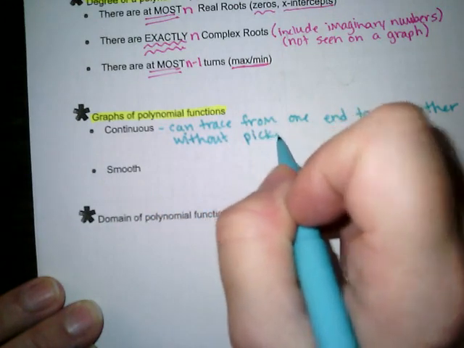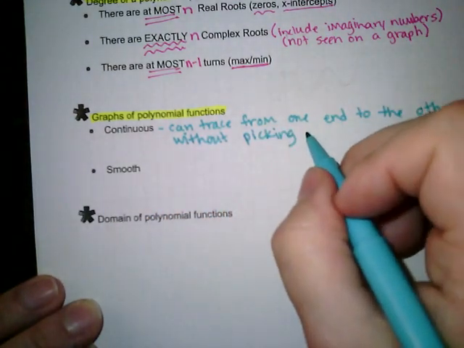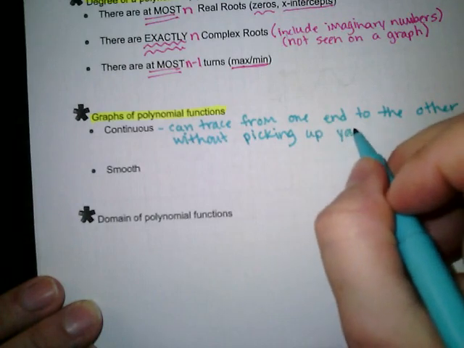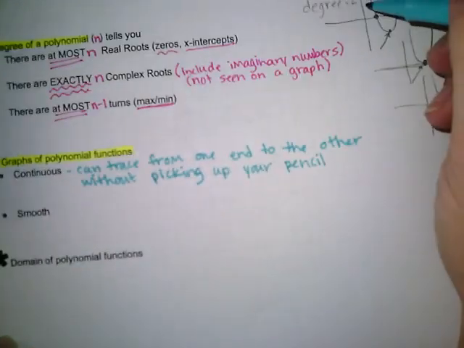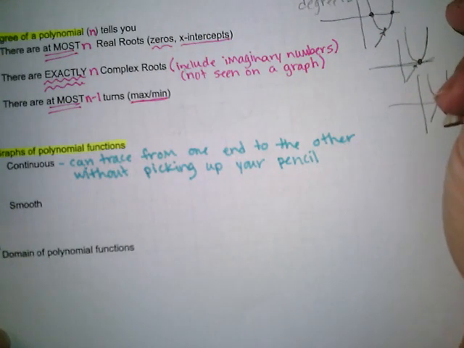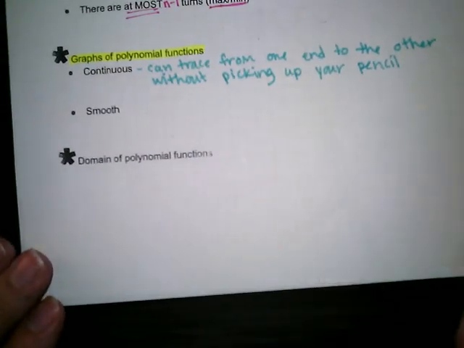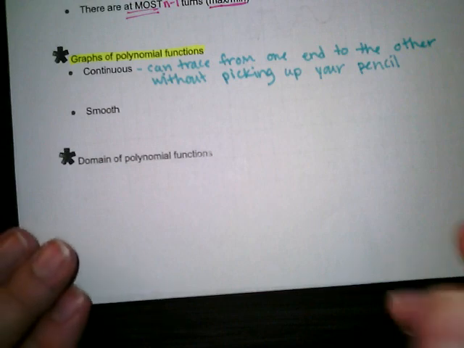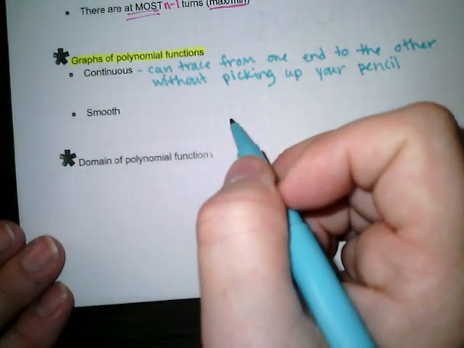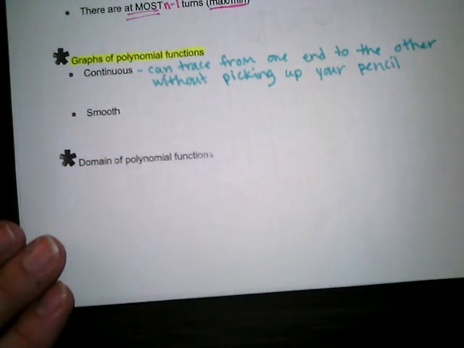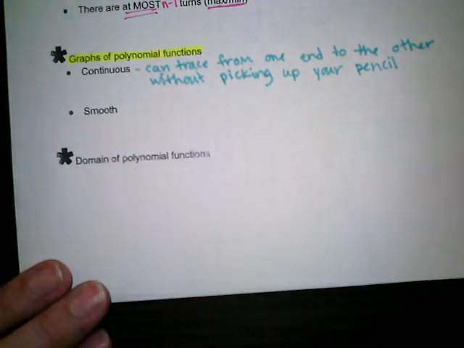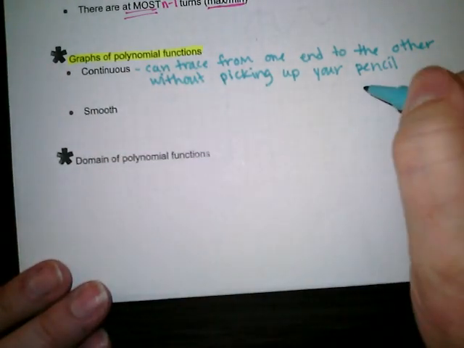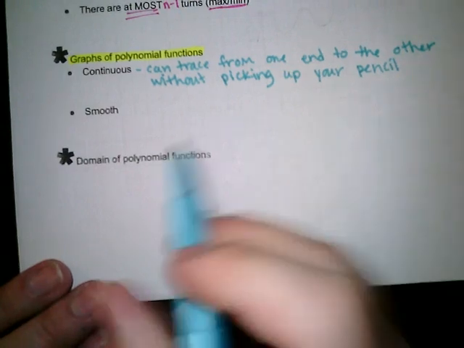So think of a parabola. We can go from the left tail to the right tail without picking up our pencil. Think of y equals x cubed. Same thing. That's that squiggle graph. Think of y equals 1 over x. That's the rational function. It's not a polynomial, and we have to pick up our pencil to go, it's the one that goes swoop, swoop. You have to pick up your pencil and start again.